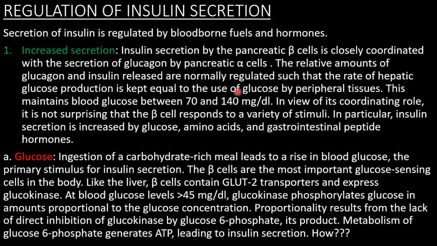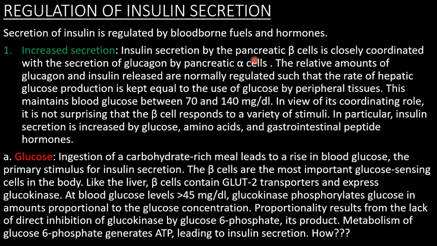Now, regulation of insulin secretion. Secretion is usually regulated by blood-borne hormones and fuels. In which instances will we have increased secretion? Remember, first let's read these steps: the insulin secretion by the beta cells is usually closely coordinated with the secretion of glucagon by the alpha cells, in that they are antagonistic.